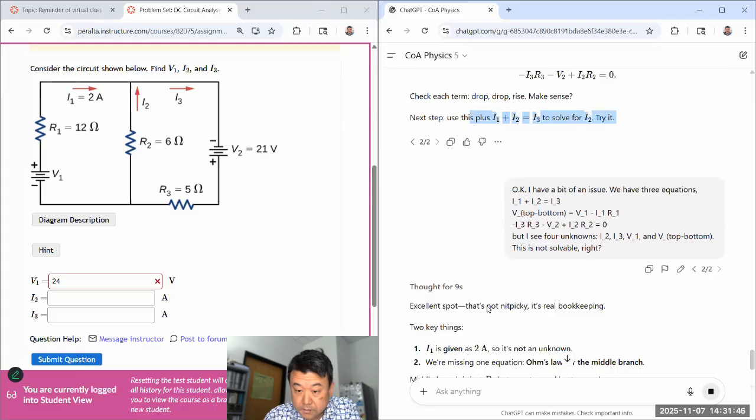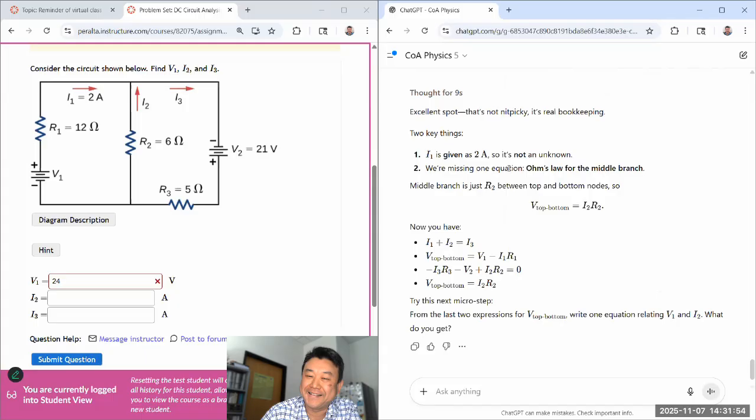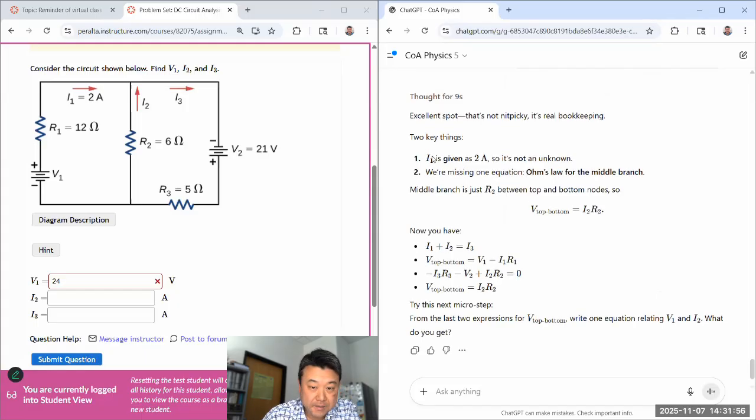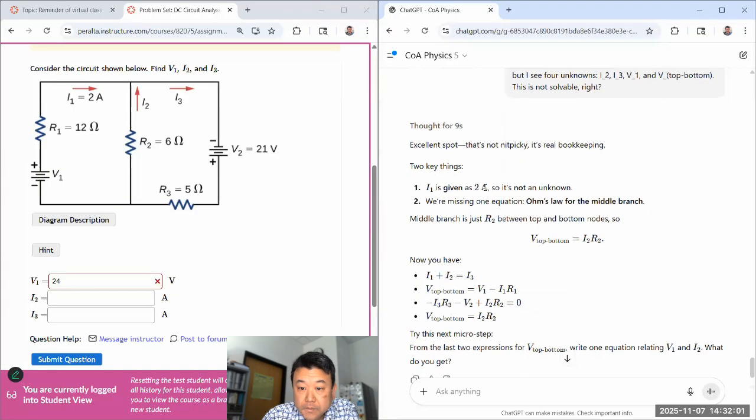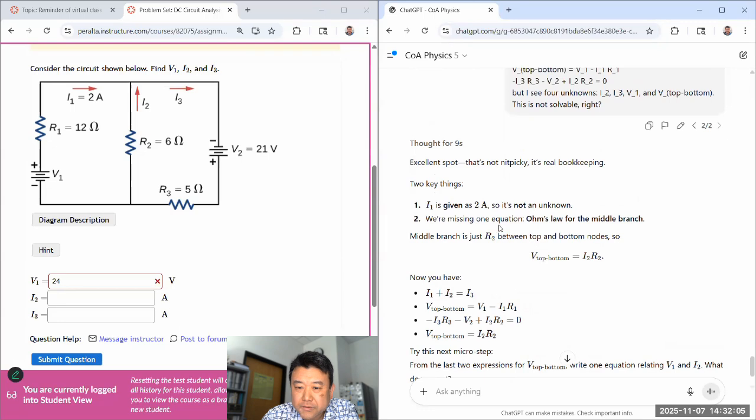Excellent spot, real. Yeah, I didn't say it. I didn't imply it was nitpicky. That's insulting. I1 is given. Yeah, I1 is not one of my unknowns. But yeah, it's I2 and I3.